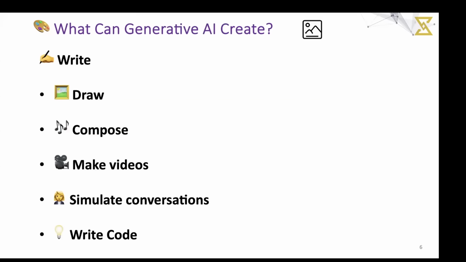So, what can generative AI do? As I mentioned, it can write emails, stories, poems, essays, and social media posts. It can draw artwork and cartoons and photorealistic images. It can compose music and soundtracks for you. It can make videos for you, from short clips to full-length AI generated movies. It can actually simulate a conversation. You can now have a conversation with ChatGPT as part of your prompt. Lastly, it can write computer programs based on intelligent input.